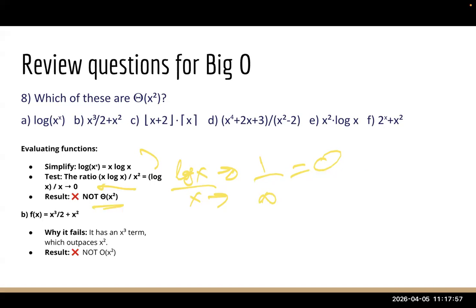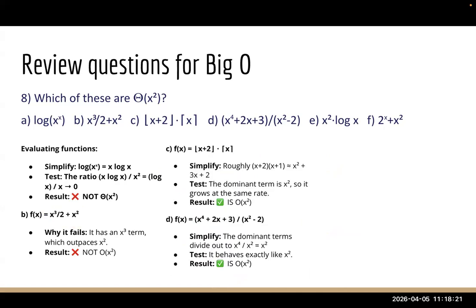Now for this one, same approach as the previous one. We'll get x cubed over 2 plus x squared over x squared. This cancels out. We're left with x over 2. Now x goes to infinity. Therefore, we can say this technically outpaces the x squared. Therefore, it's not in theta format. Now, for the next one, this is roughly x squared. And with the ratio test, this is going to be x squared over x squared, which is 1. Our theta is met. That's why it's theta x squared.